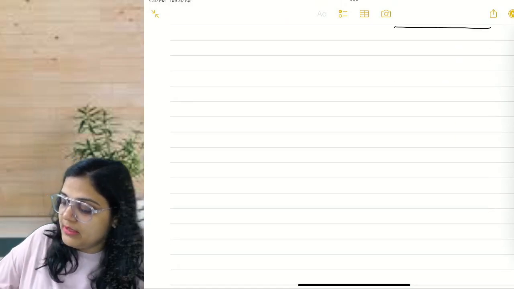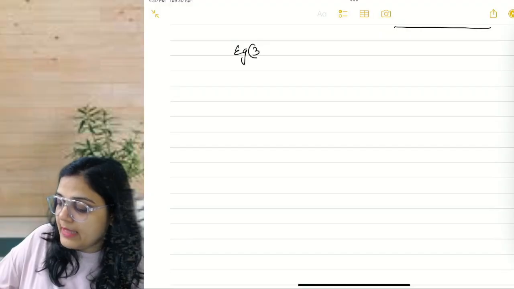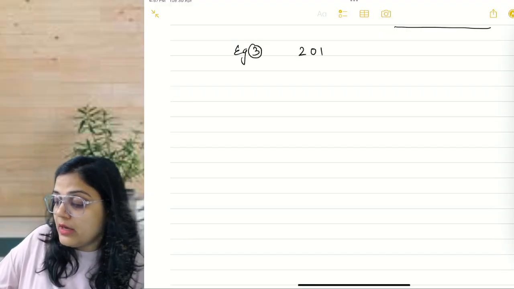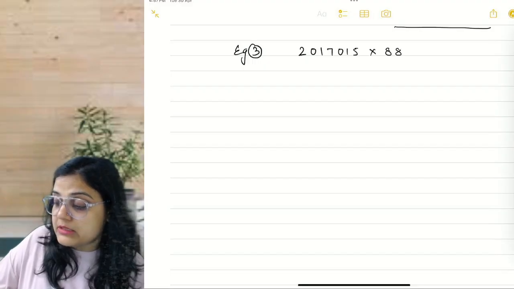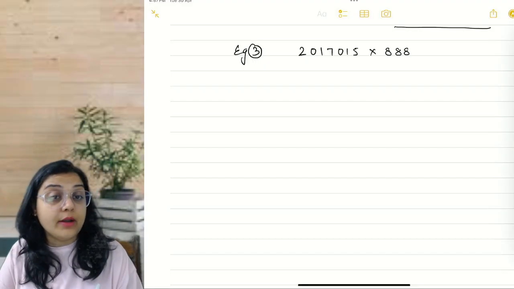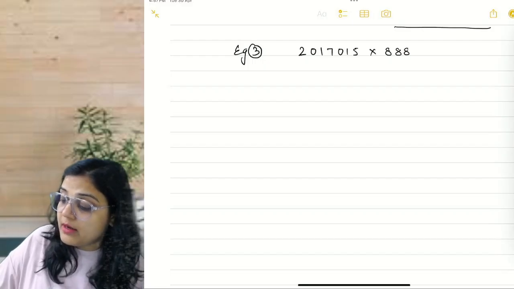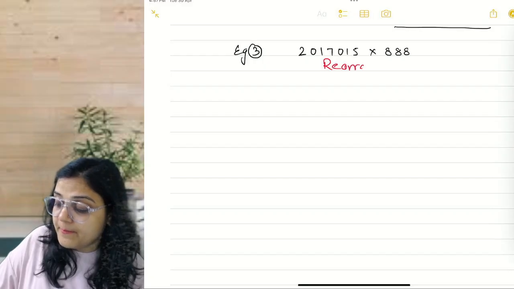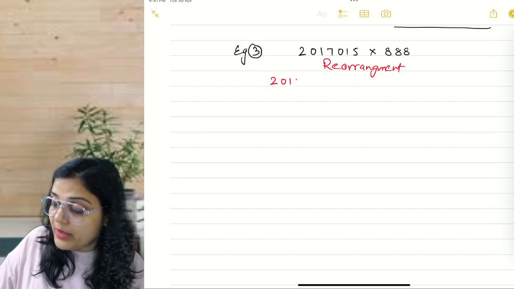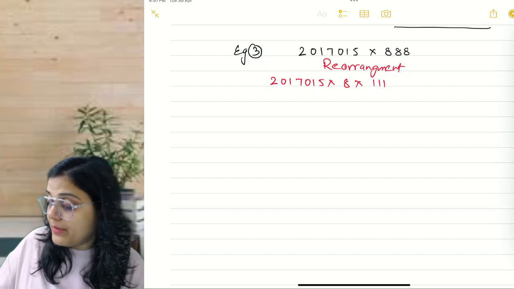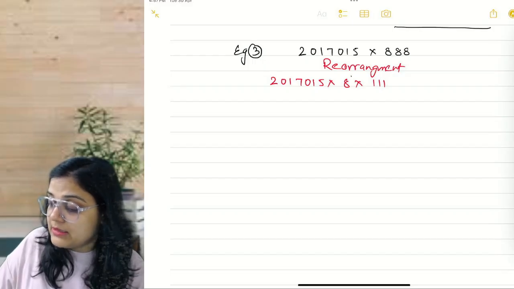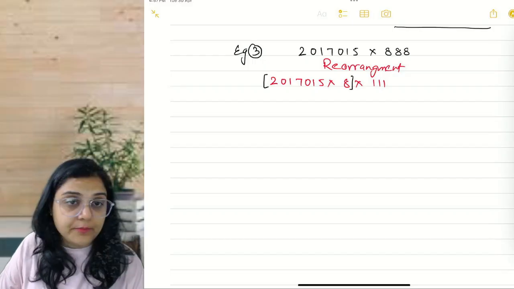Let's see another example. Example number 3, that is 2017015 multiplied by 888. All right, multiplied by 888. So my first step will be rearrangement. How will I rearrange? 2017015 into 8 into 111, and then I'll just club 8 and the bigger number, right?